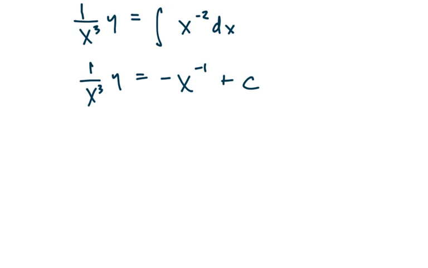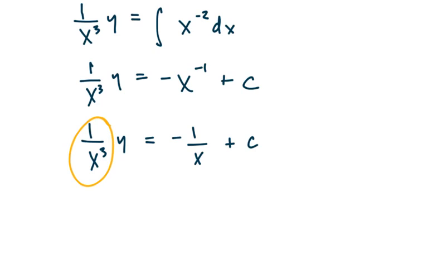So this is the same as writing 1 over x cubed y equals negative 1 over x plus c. Wanting to move that x away from the y value is going to help us get it into standard form. So I'll multiply on both sides by x cubed. Doing this, I've got x cubed times negative 1 over x plus c.